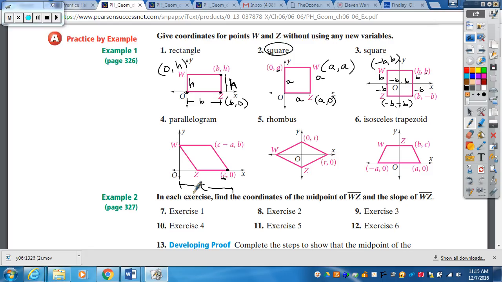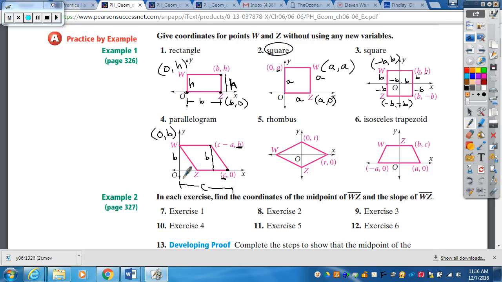Now, in order to get to this point right here, I know that this value gives me how far off the x-axis it is. So if I draw this line down, that's a length of B. I can actually transfer that length over here. And so for W, the X value is 0, the Y value is B. So 0, B is the ordered pair for W.